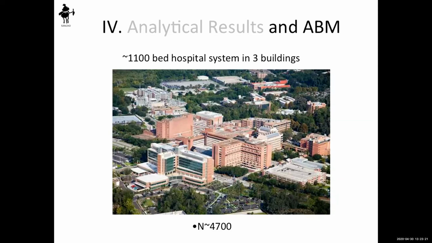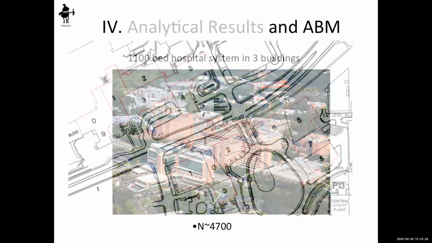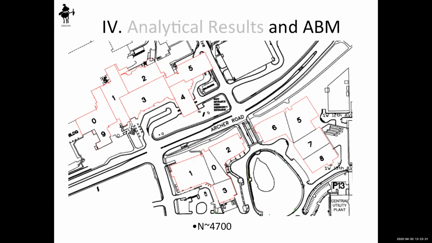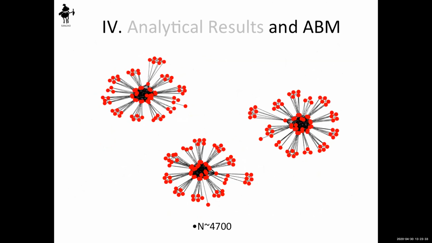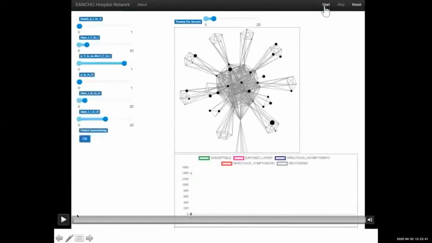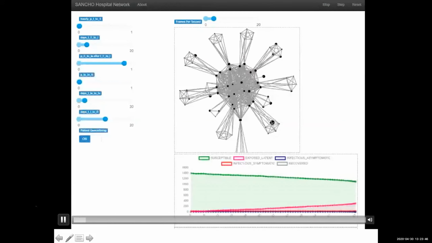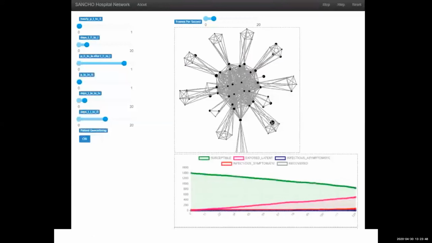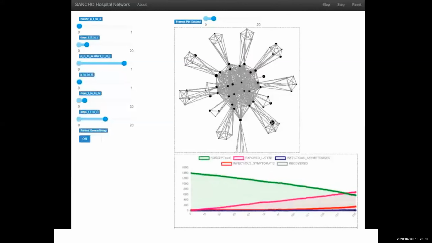This is the hospital, just to give you a big view of it. Bird's eye, 1,100 bed hospital separated by 3 buildings, total N of 4,700. We've split up the 3 buildings into grids, and then those grids we have separated in the ABM into 3 separate towers. This is, again, kind of a bird's eye view of them. This is specifically a sped up representation of the actual ABM that we have. This is about 10 times speed.